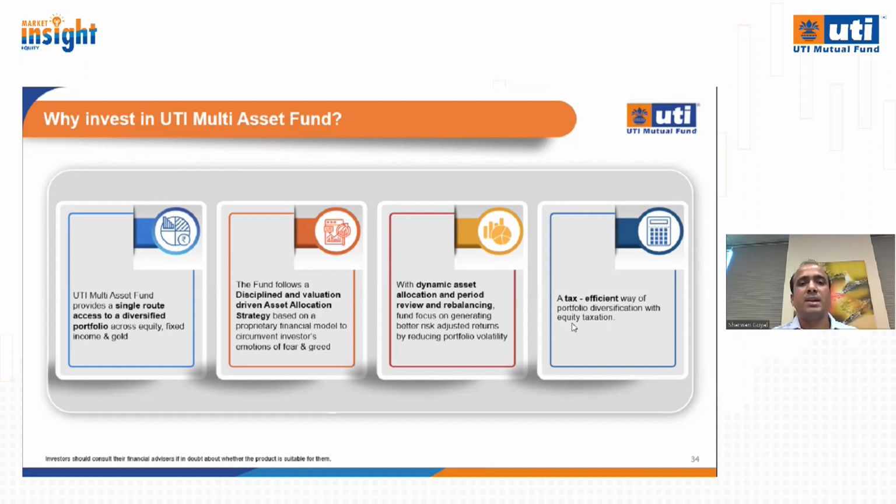At the same time, UTI Multi Asset Fund has equity status, which means that you have to pay 15% short-term capital gain and 10% long-term capital gain, while taxation is much higher for debt and fixed income. So despite having allocation towards these three asset classes, it is a tax-efficient way of investing in a dynamic asset allocation fund. So that's why we recommend you consider this particular fund as an alternative for investment in various asset classes. Thank you.